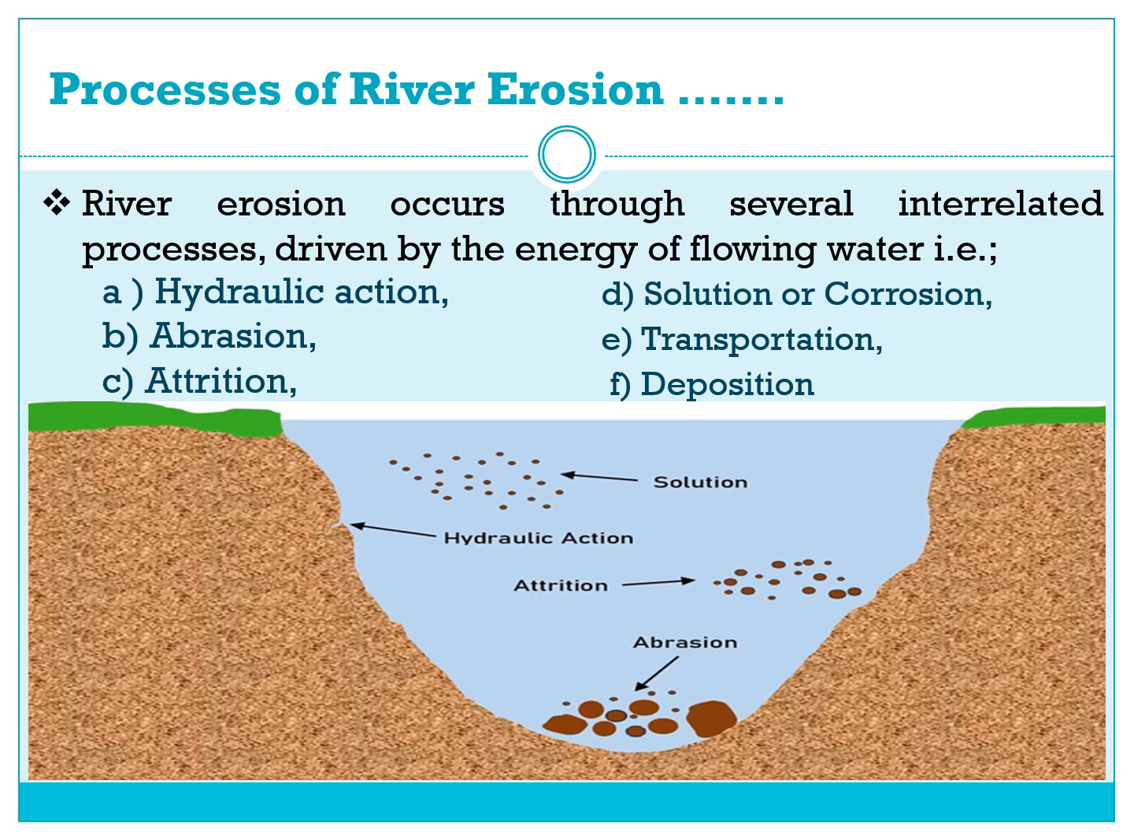River erosion occurs through several interrelated processes driven by the energy of flowing water, that is, hydraulic action, abrasion, attrition, solution or corrosion, transportation, and deposition.